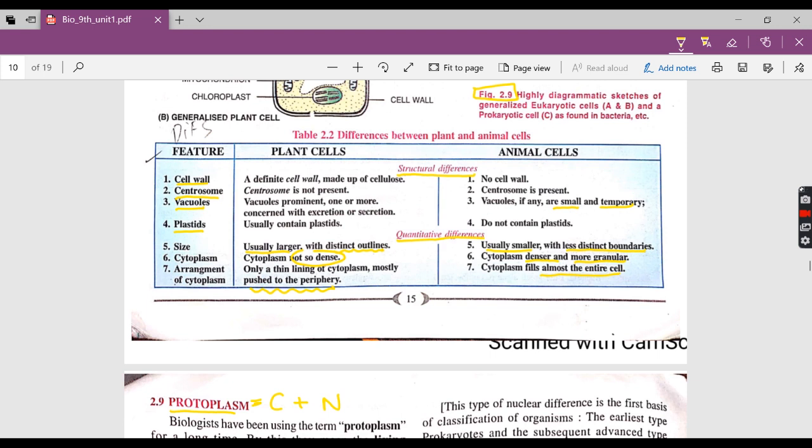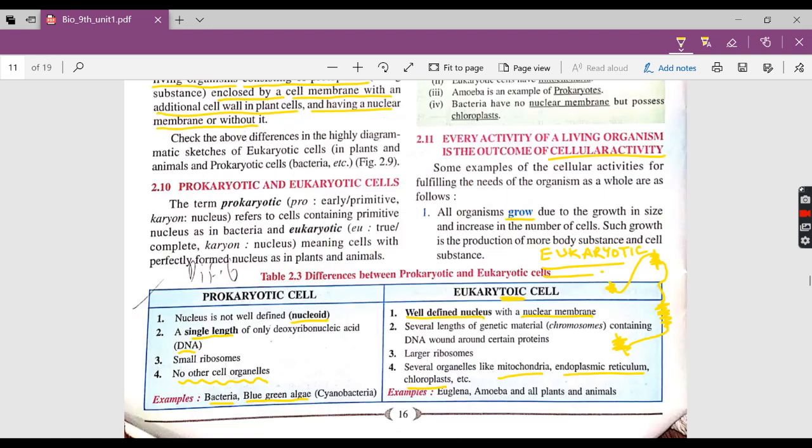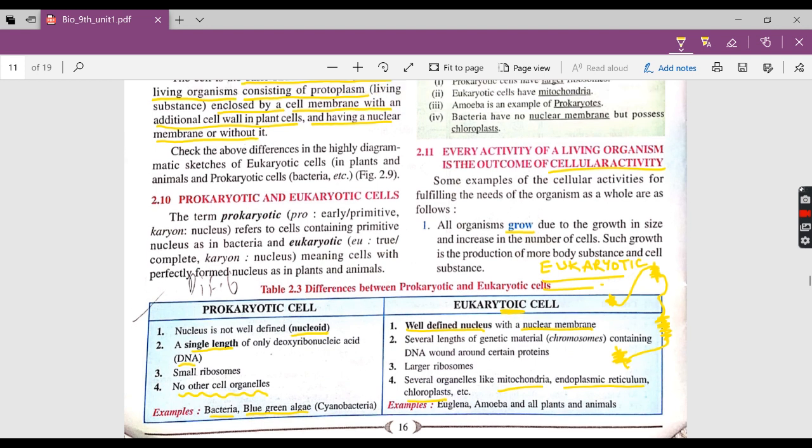We also need to remember the differences between plant and animal cells. First are the structural differences in the form of cell wall, centrosome, vacuoles and plastids. And the other difference is in terms of quantity, which includes the size, the cytoplasm, and the arrangement of cytoplasm in the cell. The difference between prokaryotic and eukaryotic cell, and the outcome of cellular activity in living organisms. The next chapter will talk about various kinds of tissues in animal and plant bodies.